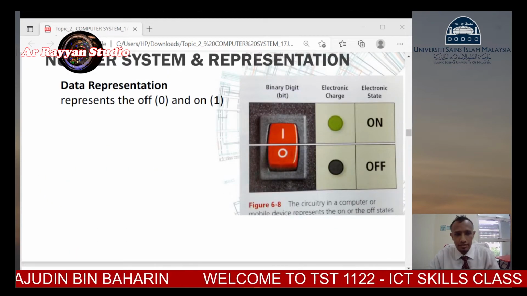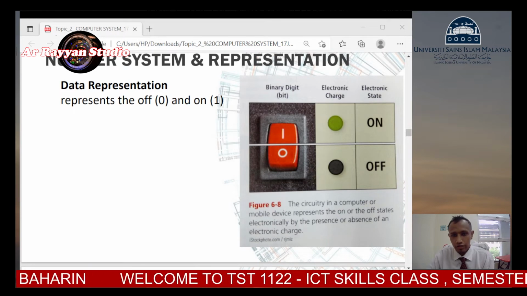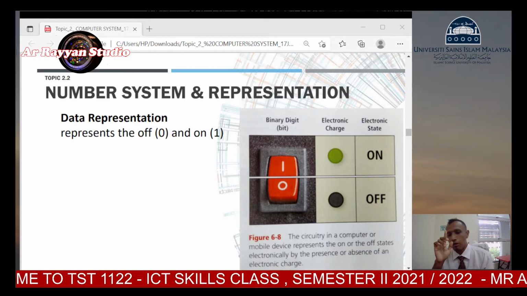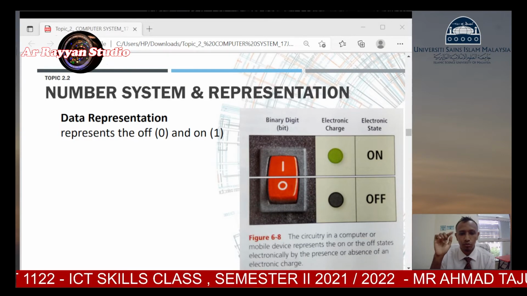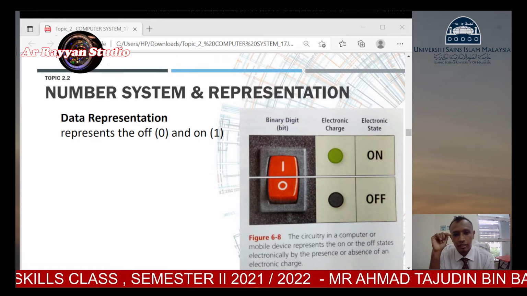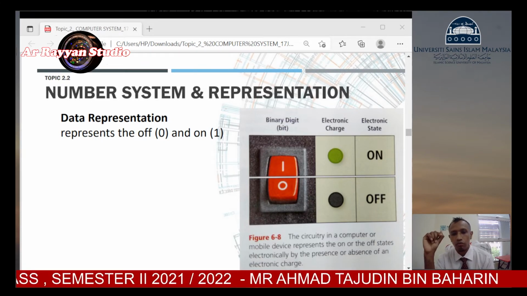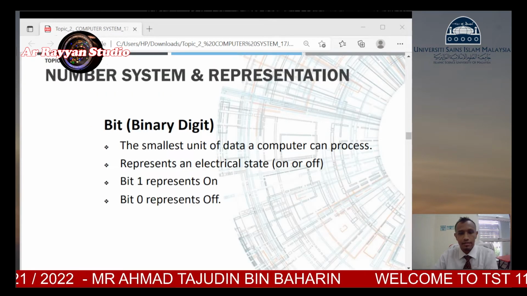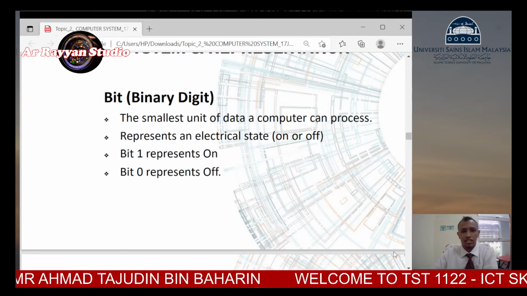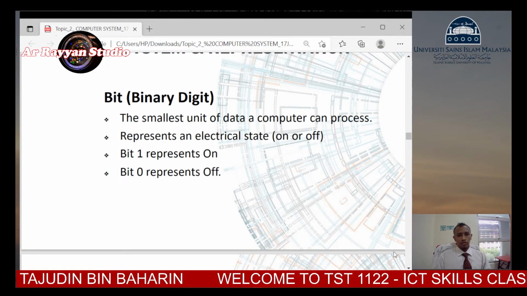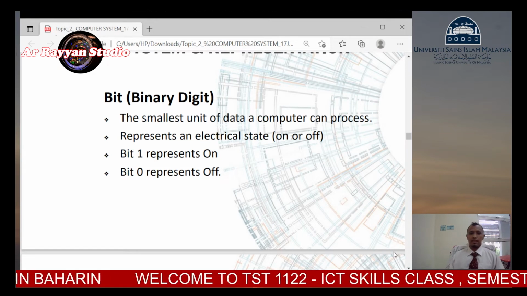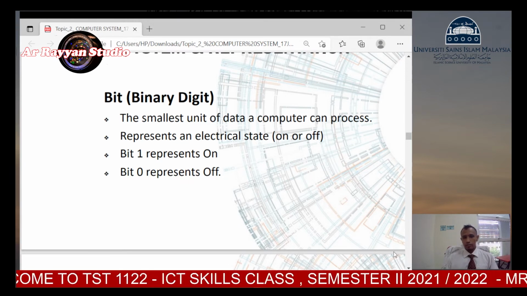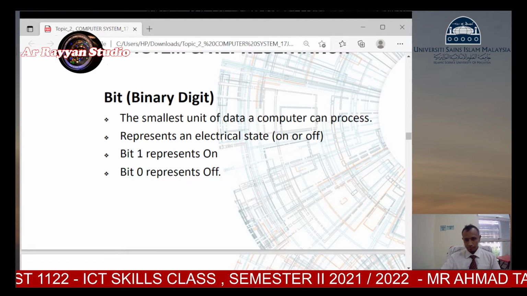Alright, next is data representation on and off. Okay, inilah contoh dia on and off. Okay, you punya power on and off. Itu kalau dalam komputer kita kenali sebagai 1 dengan 0. 0 bermakna off, 1 bermakna on. Okay? Alright, next is bit or binary digit. Right, the smallest unit of data a computer can process, right? It represents electrical state on or off. Right, bit 1 represents on, bit 0 represents off.